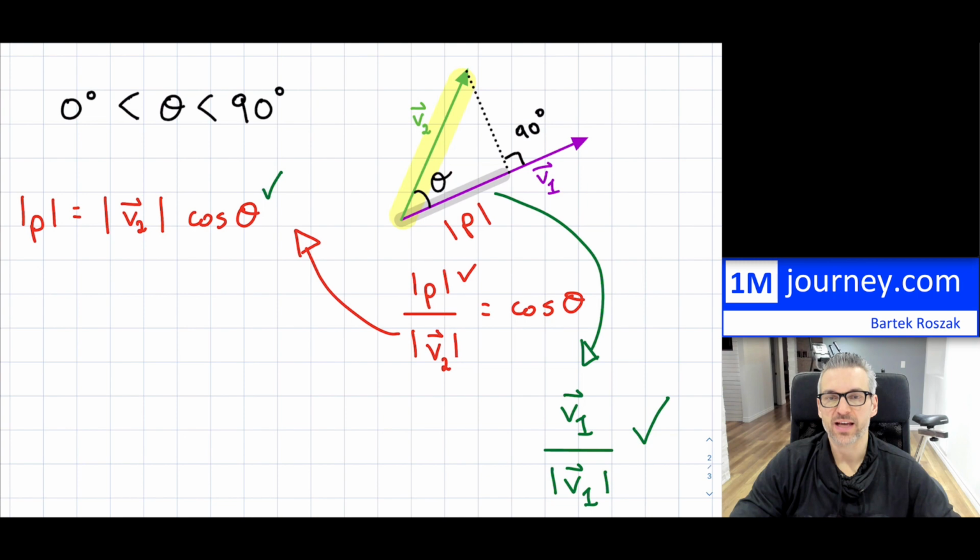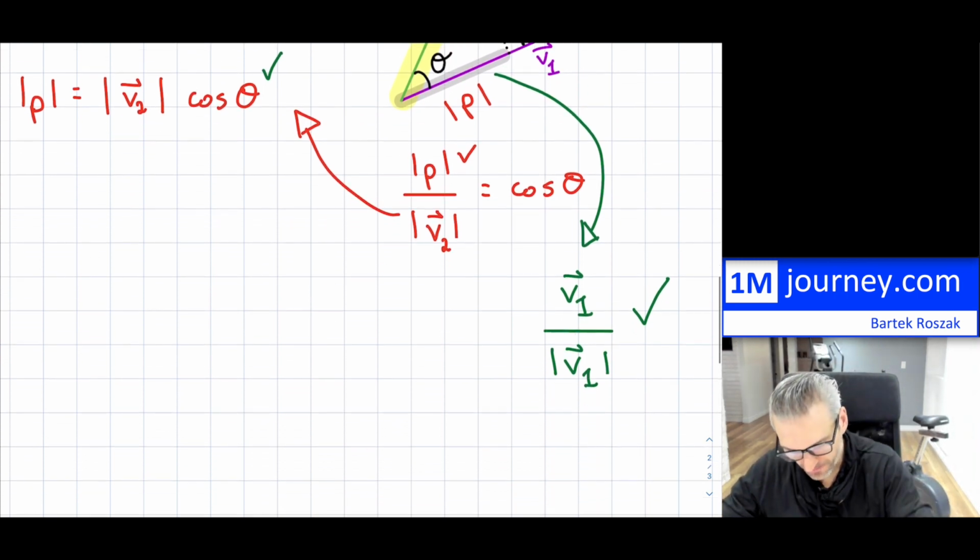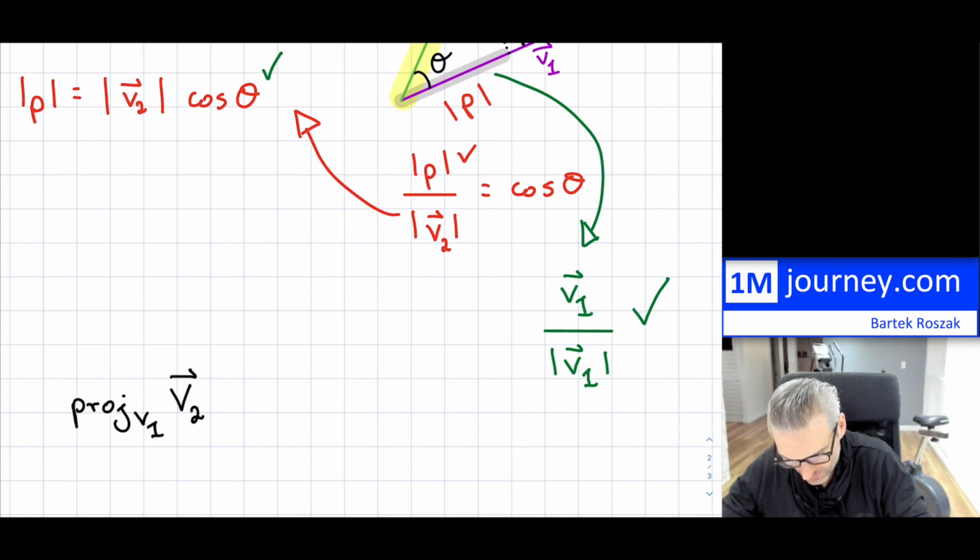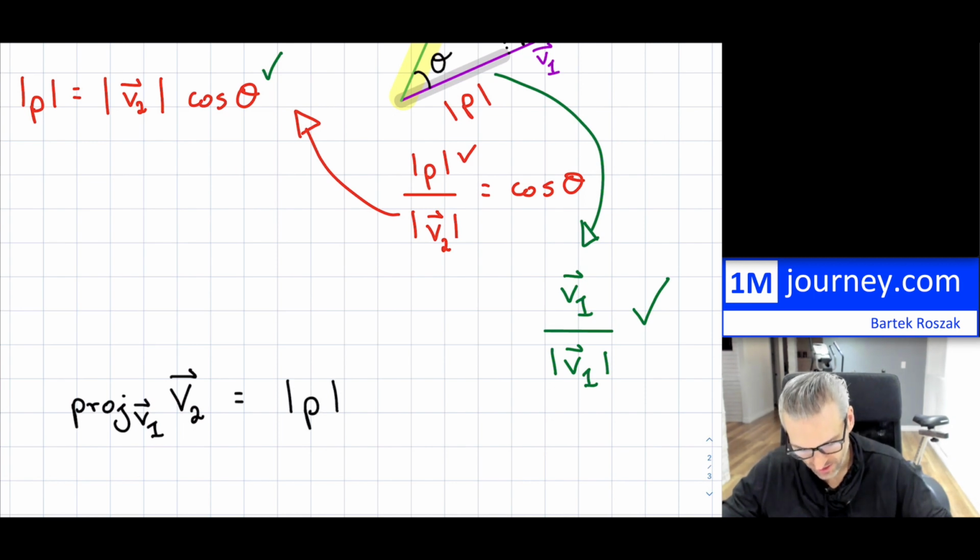And that's actually how we define what the projection of a vector is. So in completeness, you can say that the projection of a vector, v2 in this case, onto another vector, v1, is equal to the magnitude of that projection, the magnitude that I found there, multiplied by the actual unit vector of the v1 vector.